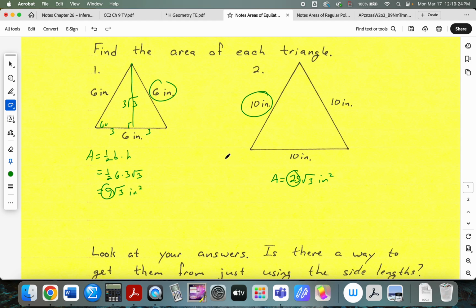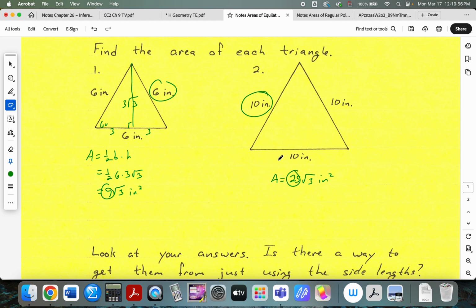What if I squared 6? What do I get? I'd get 36. And what would I have to do to that to get 9? Divide by 4. If I squared 10, what do I get? 100, and 1/4 of that would be 25.